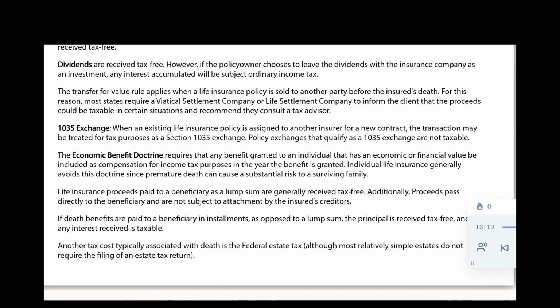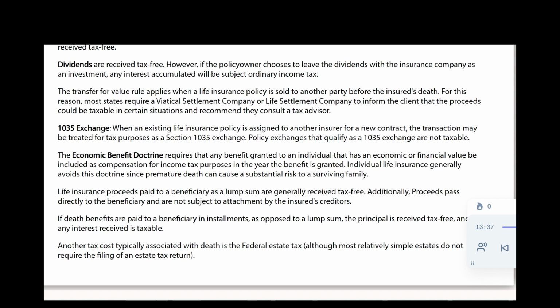Life insurance proceeds paid to a beneficiary as a lump sum are generally received tax-free. Additionally, proceeds pass directly to the beneficiary and are not subject to attachment by the insured's creditors. If death benefits are paid to a beneficiary in installments, as opposed to a lump sum, the principal is received tax-free, and any interest received is taxable.